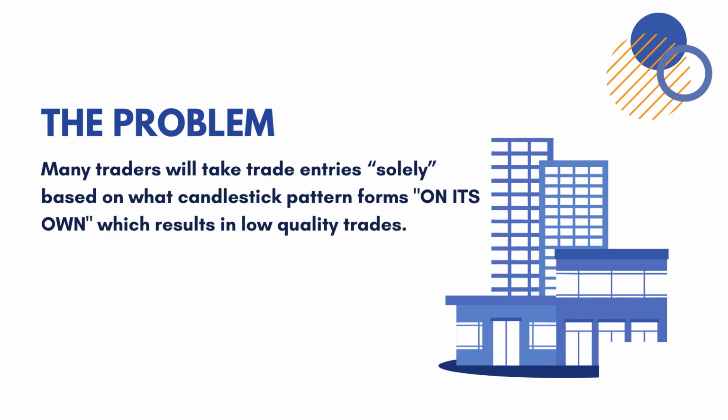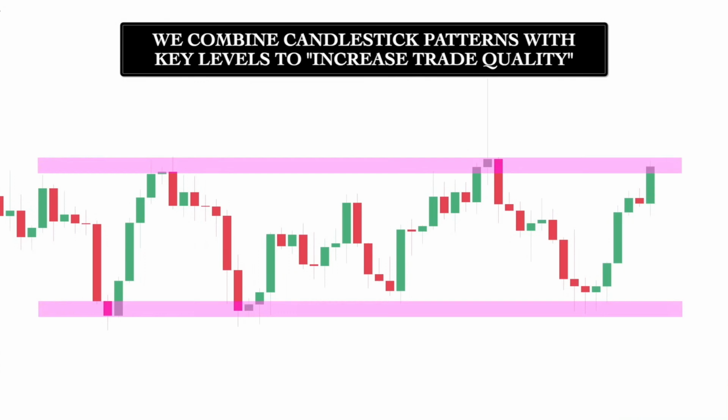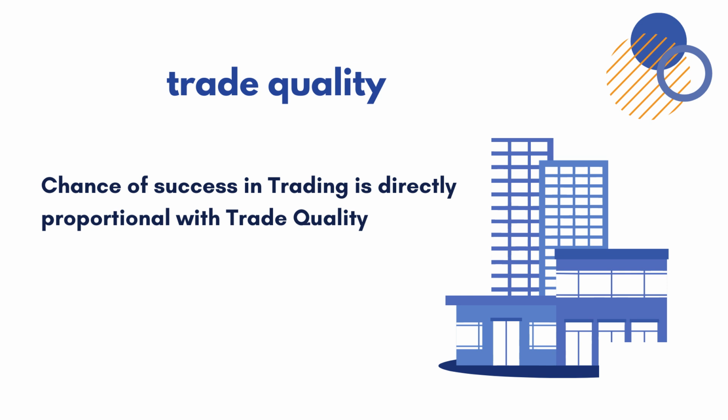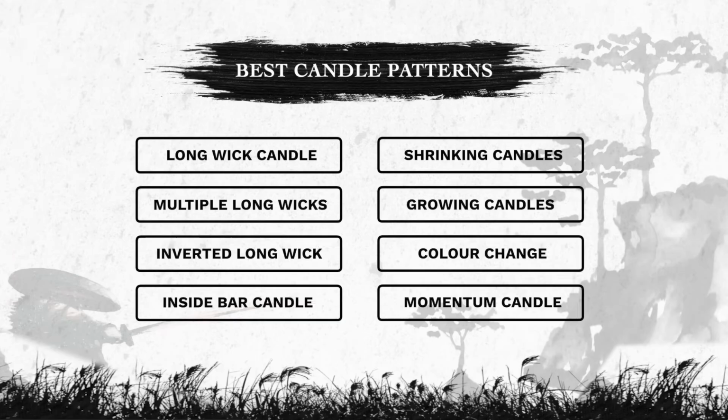Many traders will take trade entries solely based on what candlestick pattern forms on its own, which results in low-quality trades. What we like to do is combine candlestick patterns with key levels and areas of confluence to increase the quality of the trade. And the higher the trade quality, the higher the percentage chance of success. Now, let's dive into the exact candlestick patterns we use. There are a multitude of candlestick patterns that traders use, but these are the ones we find the most effective and that occur the most often.